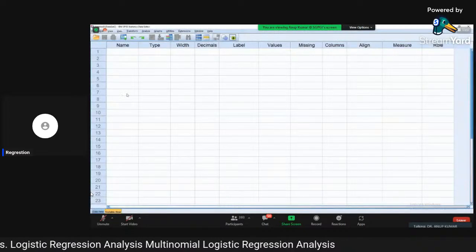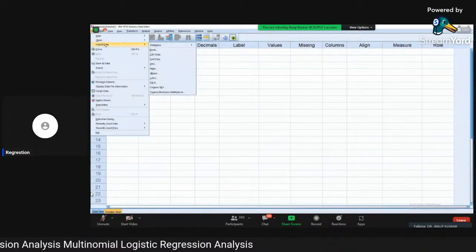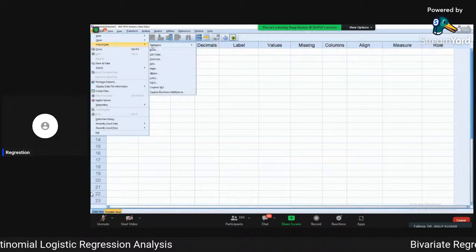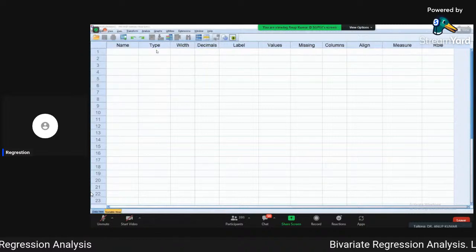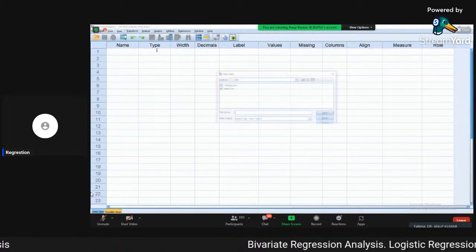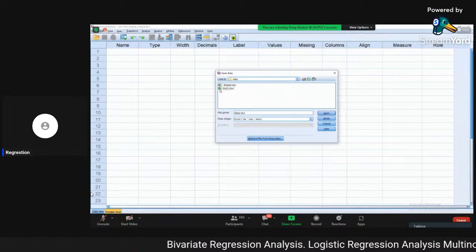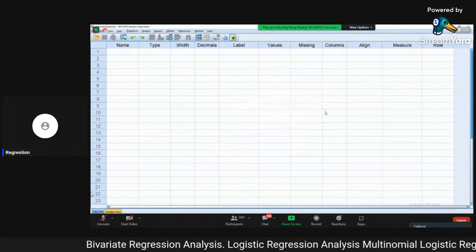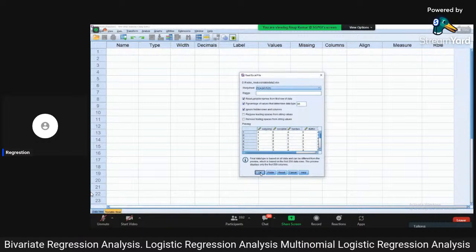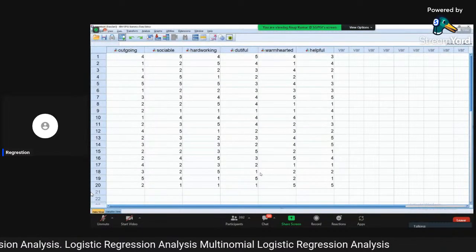So again, I will go to File, import the data set from Excel, and this is data 2. I will open it.